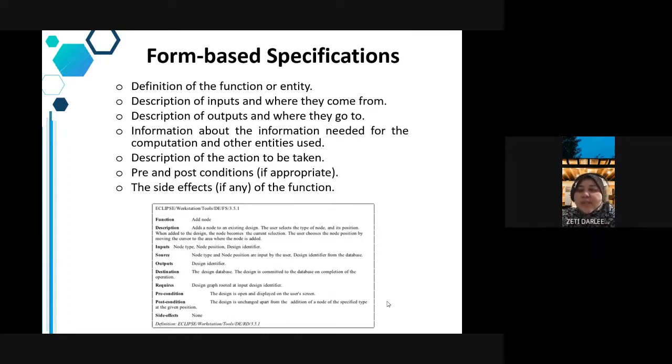Pre and post condition ni pun penting. Masa belajar programming, kalau ikutkan masa kamu belajar programming dekat atas tu, you kena describe each of your coding tu dan you kena ada pre and post condition kalau ada. So what are the implications kalau function itu berlaku, dan kalau function itu tak berjaya ataupun unsuccessful, apa implication dia. So this is where we describe all of the items.